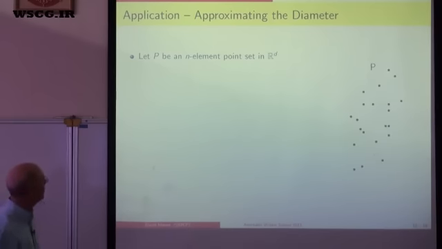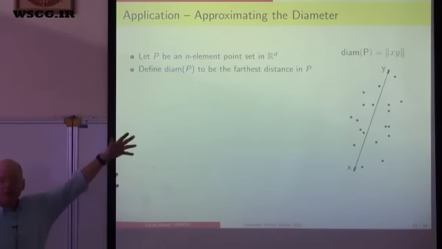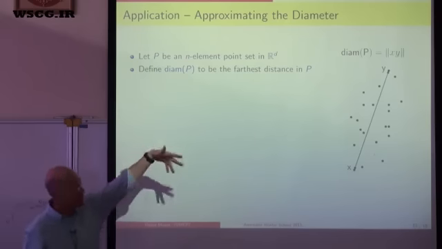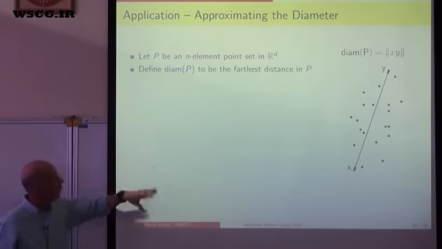So let's let P be an n-element point set. The diameter is defined to be the pair of points that are farthest apart. Or I can think of diameter as just the distance between these points. I'm going to be kind of ambiguous as to whether it's the pair or whether it's the distance.